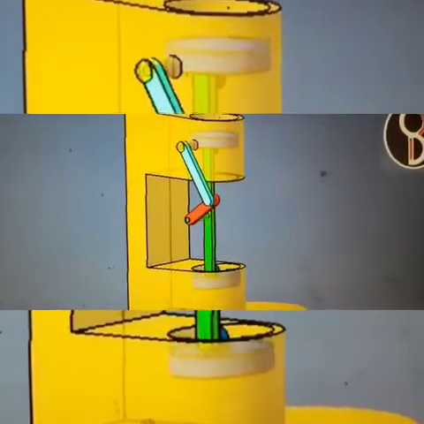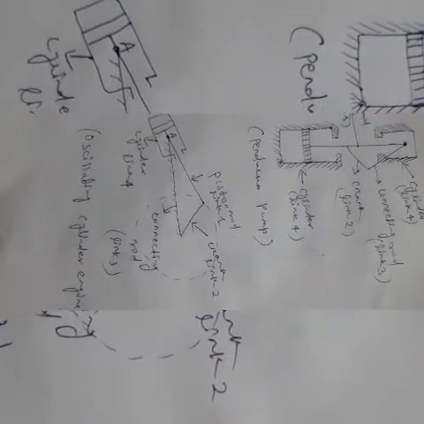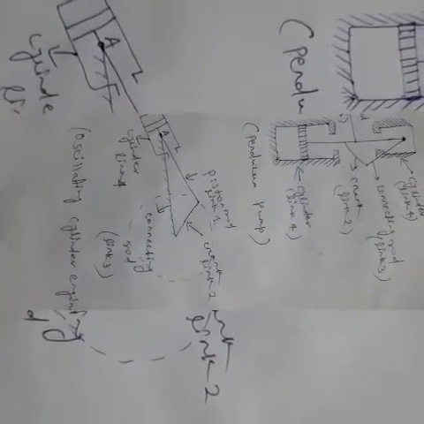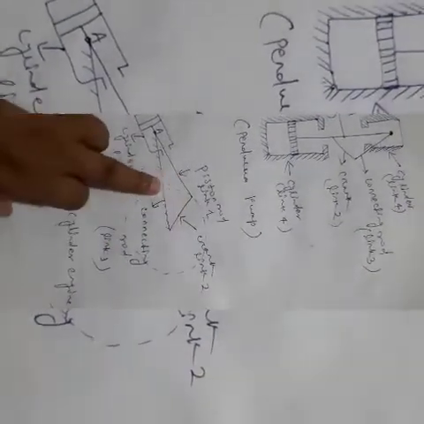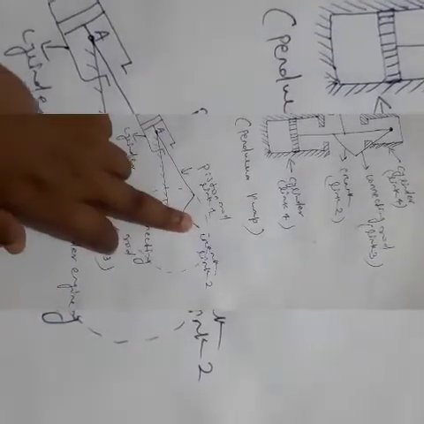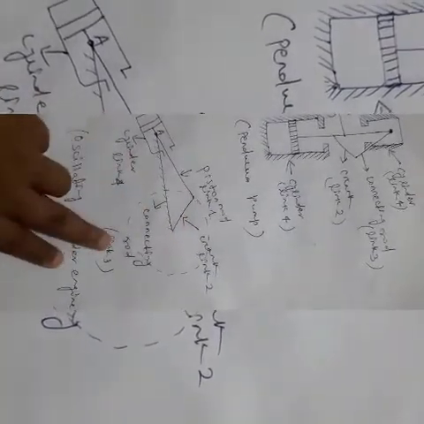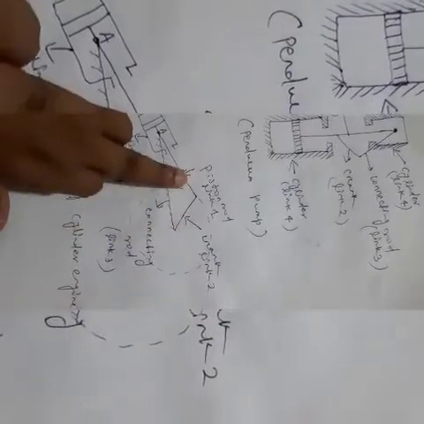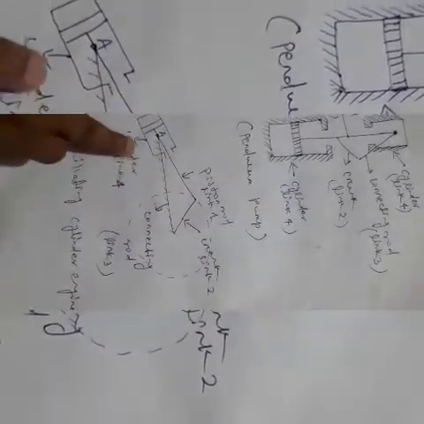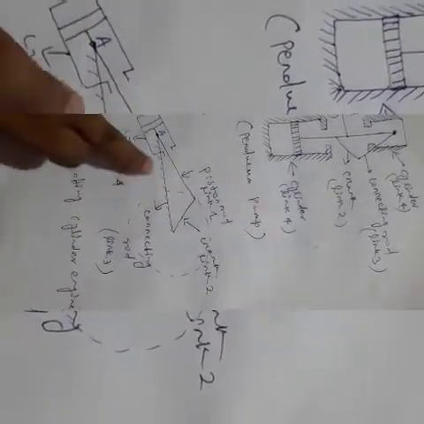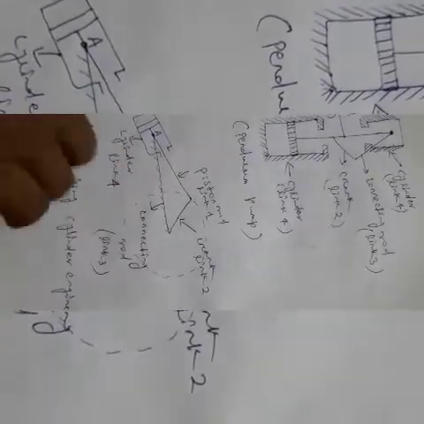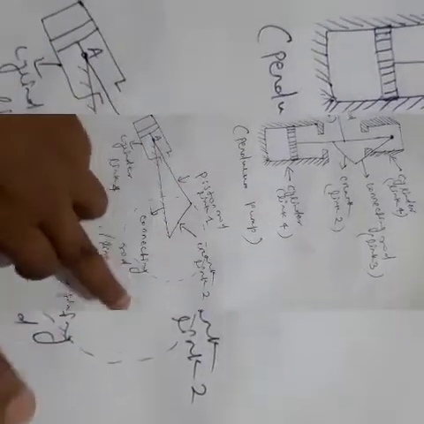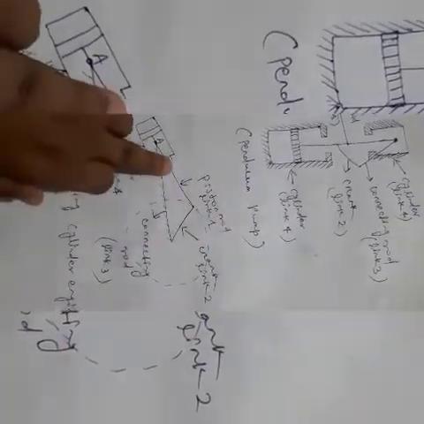Next is the oscillating cylinder engine. Here the connecting rod is a fixed part, so here we are fixing the connecting rod. This is the crank. Connecting rod is link 3, crank is link 2, piston is link 1, and this cylinder is link 4.